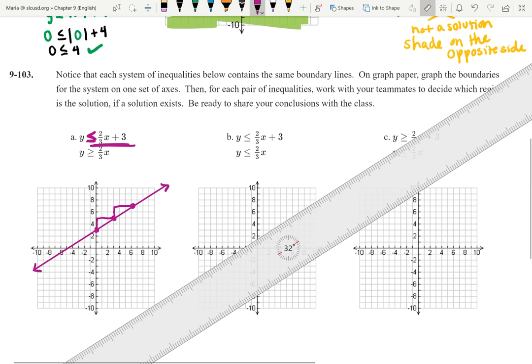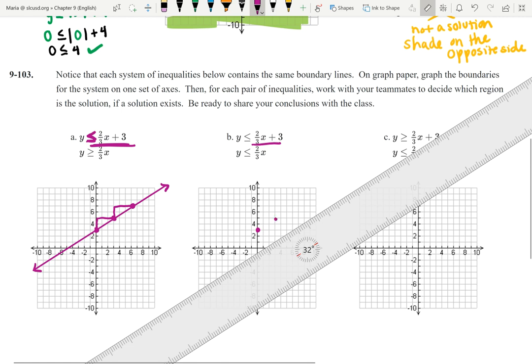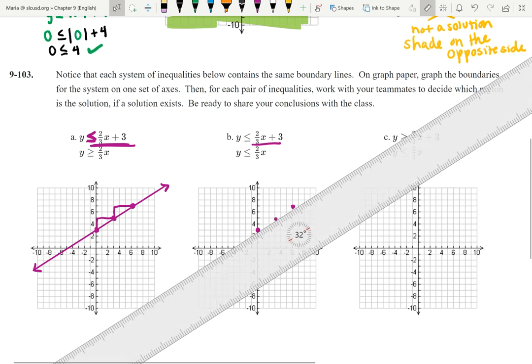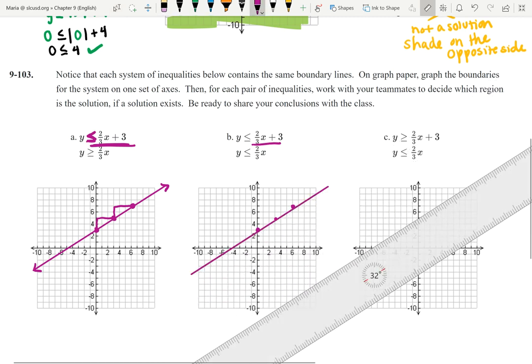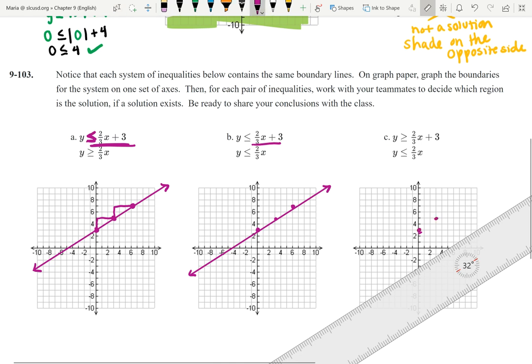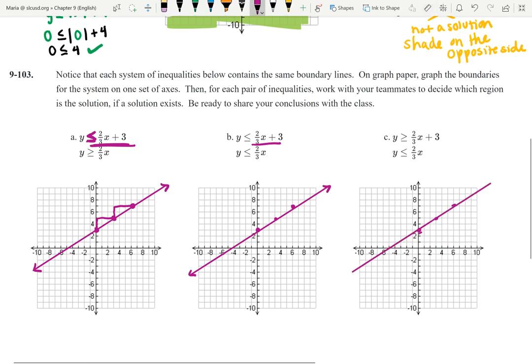And since that same line comes up in parts B and C, I'm going to draw these over here too. So going through 3. And last but not least, let's draw it over here. And they're all solid lines because of that less than or equal to or that greater than or equal to. Okay, so that part is done.